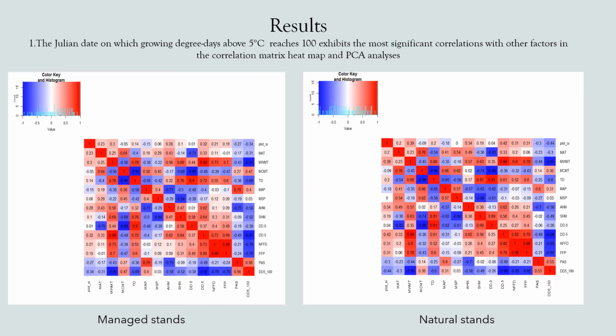Here are the results of the correlation matrix heat map. There are some same results as the PCA. We can find that the degree days above 5 degrees show the highest correlation in both the managed stand and the natural stand. And in the managed stand, we can also find the mean warmest temperature and the heat show higher correlation than other factors. And in the natural stand, the frost-free days and the number of frost-free days show higher correlation than other factors.